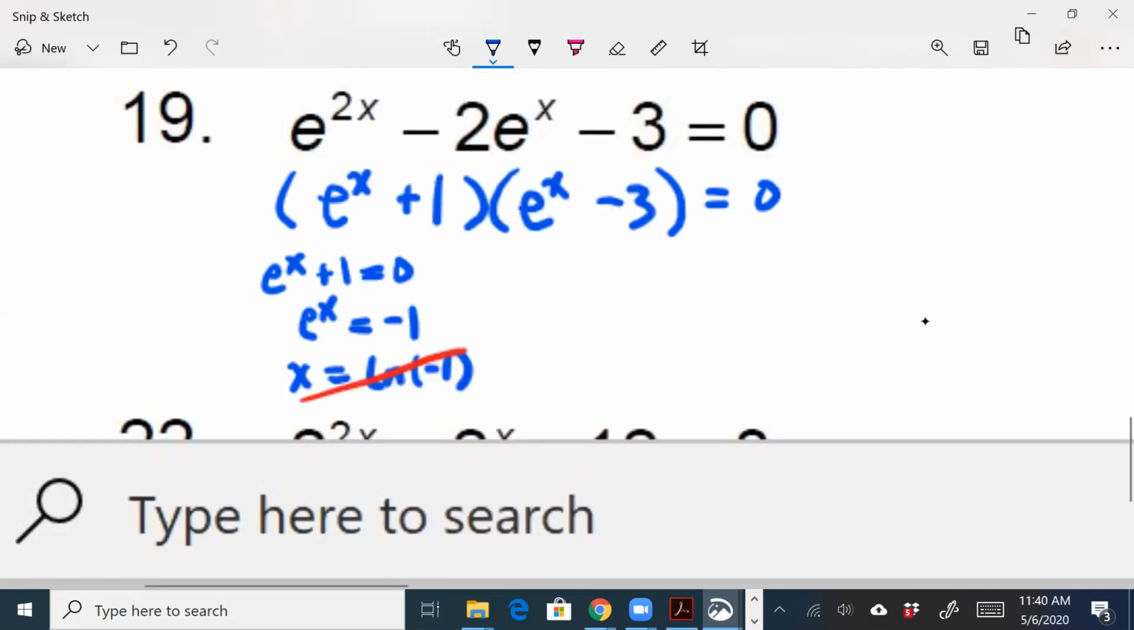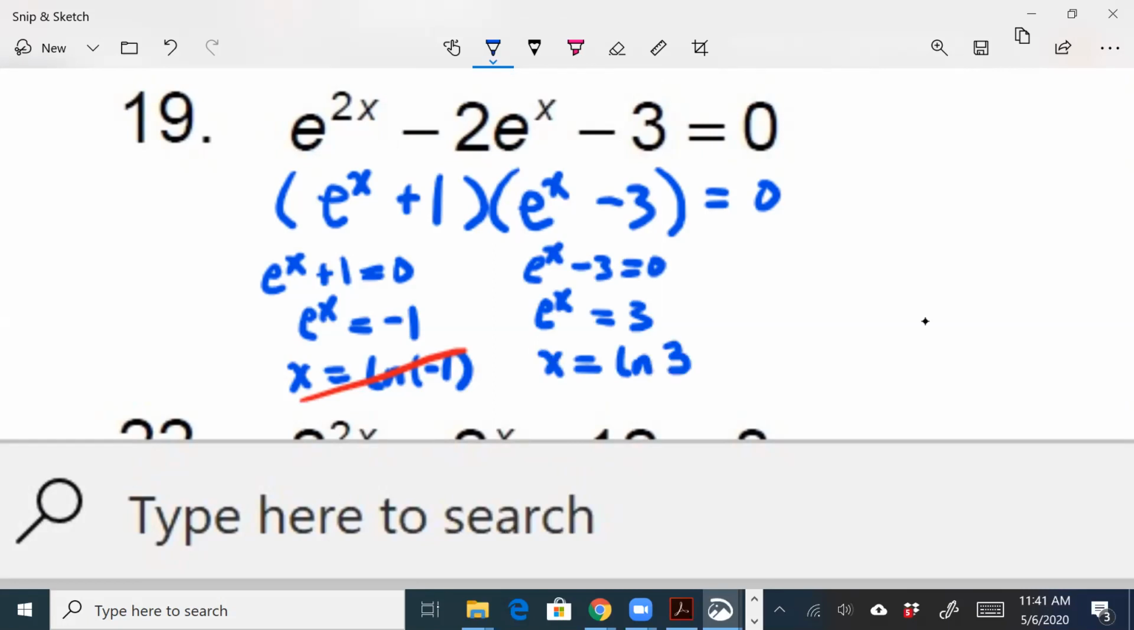So on the other side, we get e to the x minus 3 equals 0. You get e to the x equals 3, taking the natural log of both sides. Cancels the e on the left, leaving x is equal to the natural log of 3.